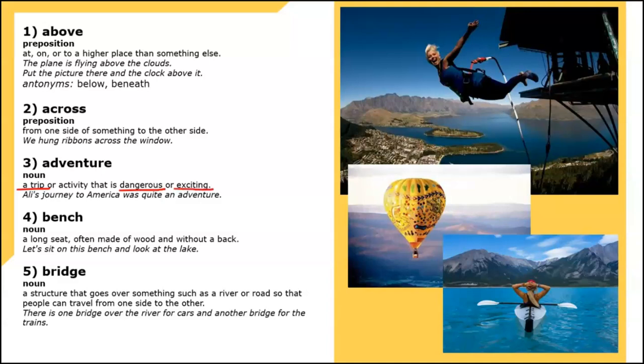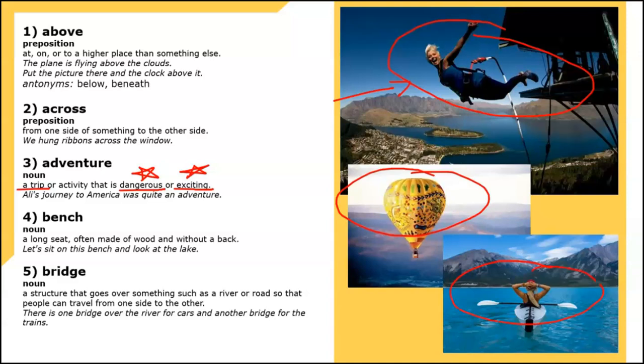that is exciting. So if you look at the pictures here, you can see this woman is bungee jumping. She went on a fun adventure to a different place and she did something dangerous or something exciting. Or maybe you can go on an adventure and ride a hot air balloon, or you can go on an adventure and ride a kayak. Anytime you do some activity or go on a trip that is dangerous or exciting, you can say that you had an adventure, or I had an adventure, or I went on an adventure.